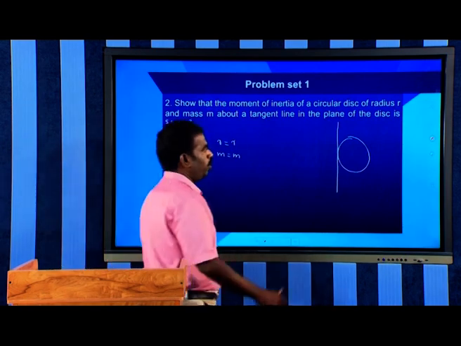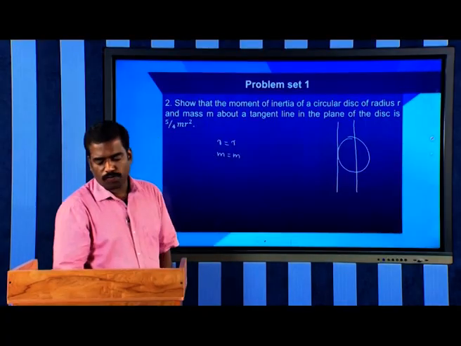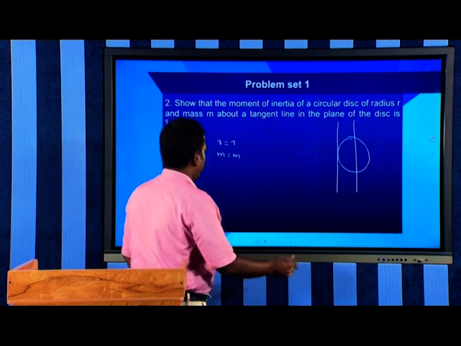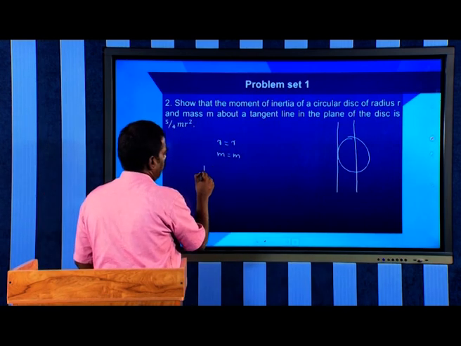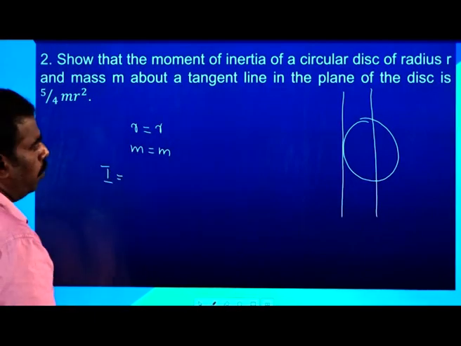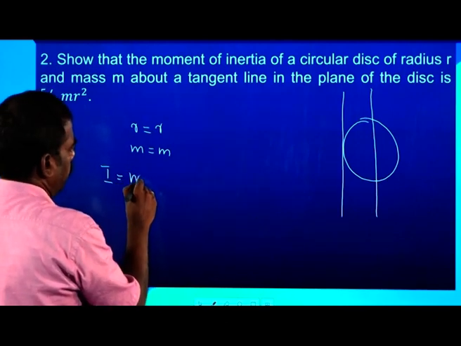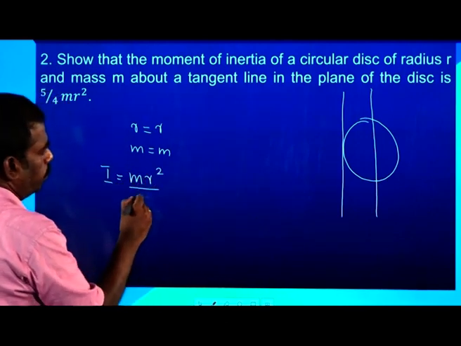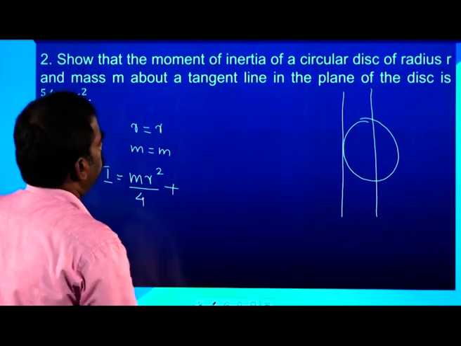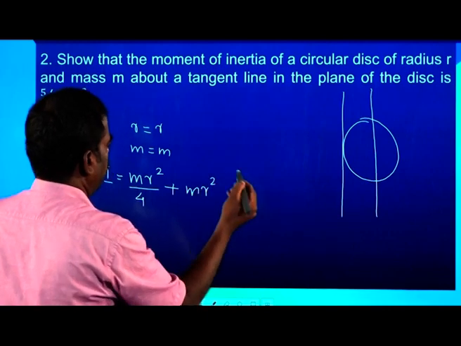You know the moment of inertia of the disk about its diameter. Moment of inertia of the disk about the diameter is m r square by 4. So, we have to find the moment of inertia of the disk about the tangent line, which is I, equal to the moment of inertia of the disk about the diameter, m r square by 4, plus m into the square of the separation between the axes, m r square.